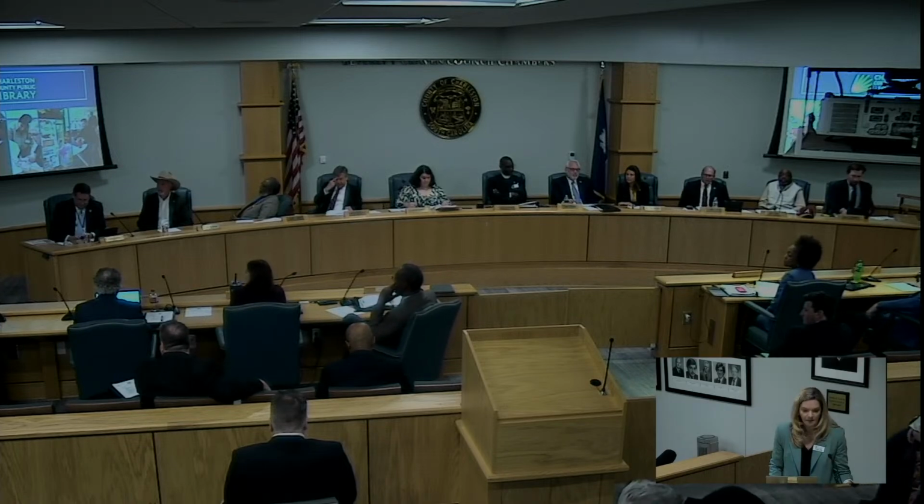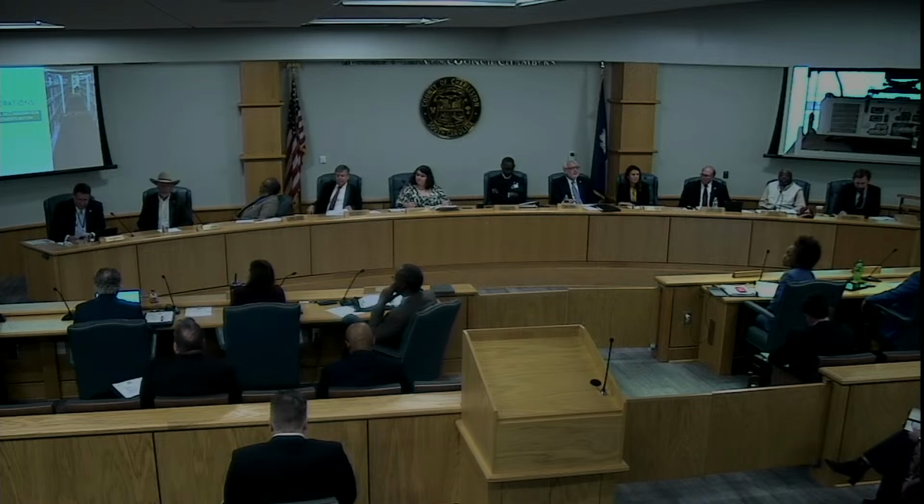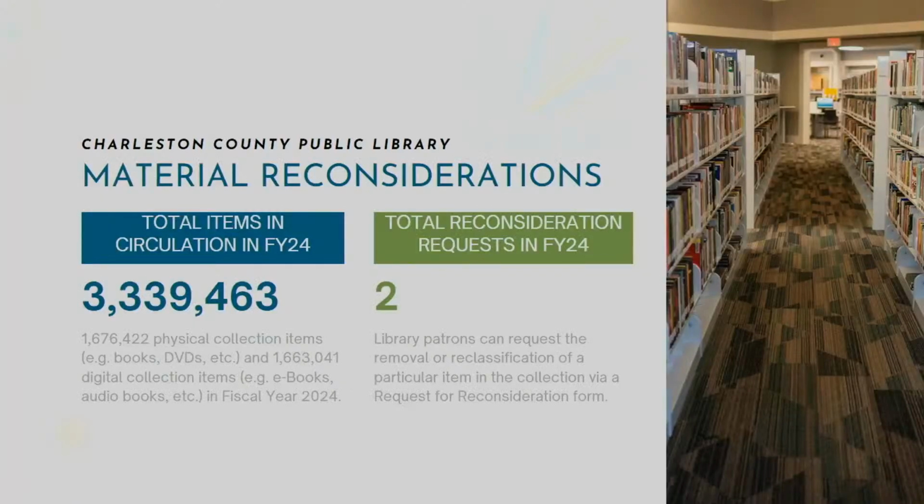To give context, I know that materials reconsiderations and book removals, book bans, whatever you'd like to call it, have been top of mind in many corners. I would like to talk about fiscal year 24, when we circulated 3,339,463 items. That's all in: our physical collection, books, DVDs, virtual ebooks, and everything else. In that fiscal year, we only received 2 official requests for reconsideration in 2024. And so that is, from the items circulated, 0.00001% of the actual work that we do.